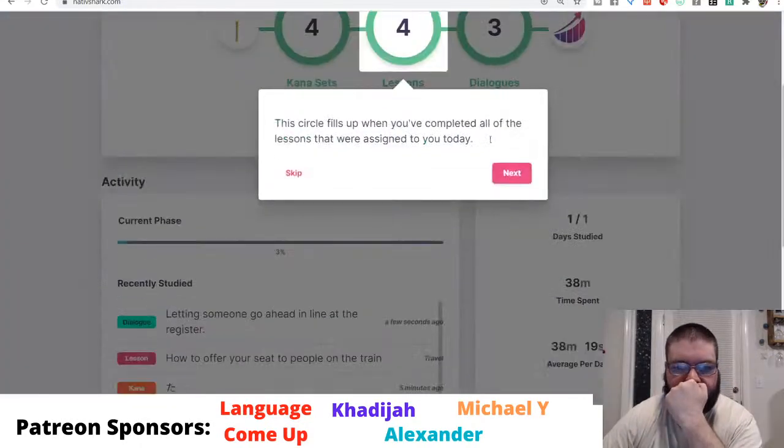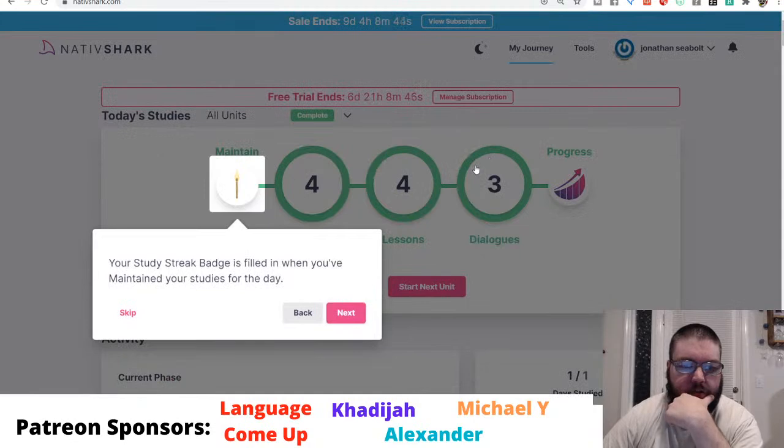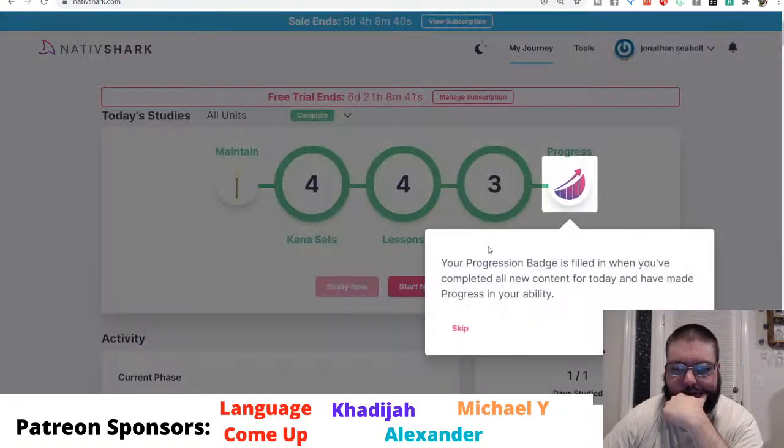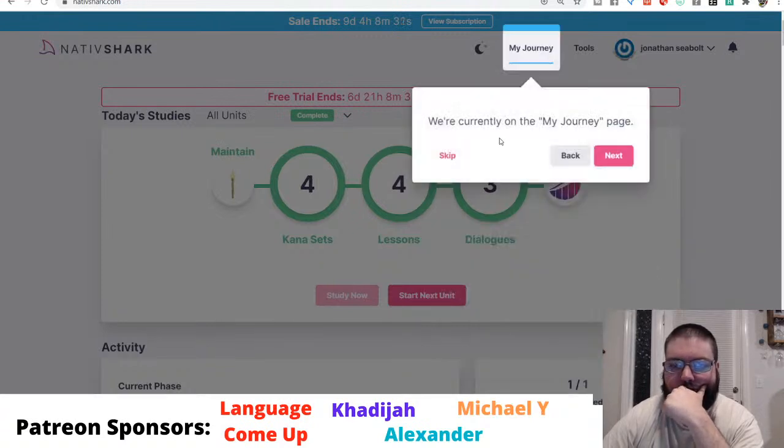Boom. The circles fill up when you've completed all the lessons that were assigned today. Boom. Your study streak badge is filled when you've maintained your studies for that day. That's cool. Your progression badge is filled when you've completed all new content for today and have made progress in your ability. We're currently on the My Journey page.